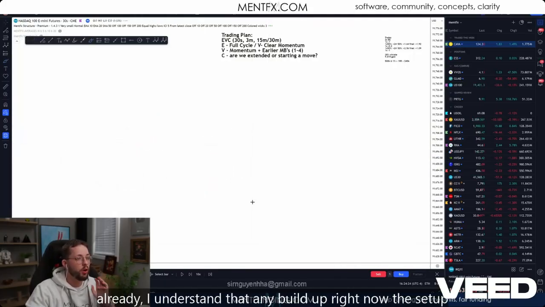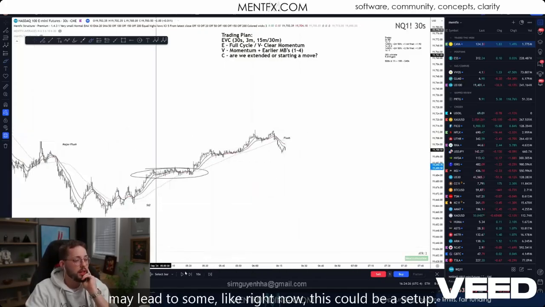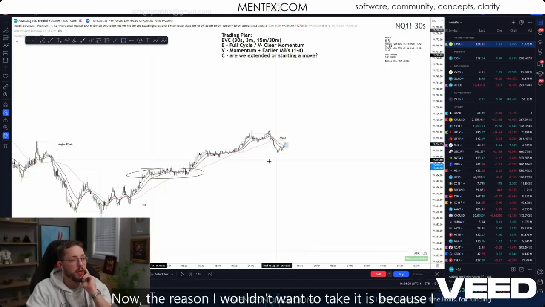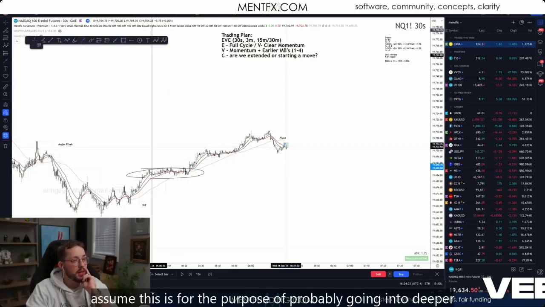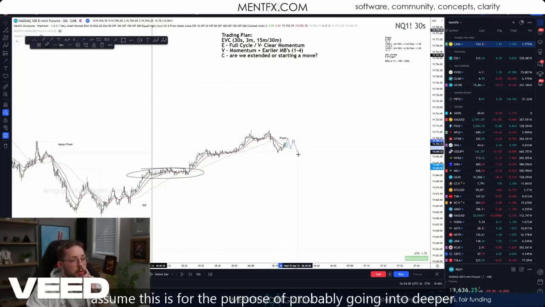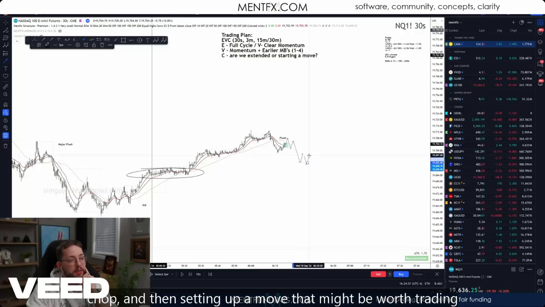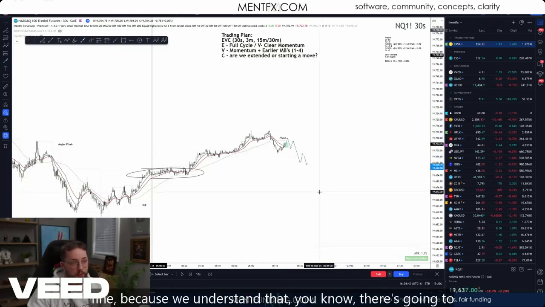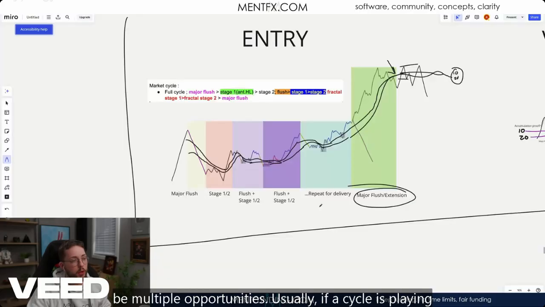Okay. So already I understand that any buildup right now of a setup may lead to some, like right now, this could be a setup. Now, the reason I wouldn't want to take it is because I assume this is for the purpose of probably going into deeper chop and then setting up a move that might be worth trading a little bit later, right? Or to just fail down, which is fine, because we understand that there's going to be multiple opportunities.